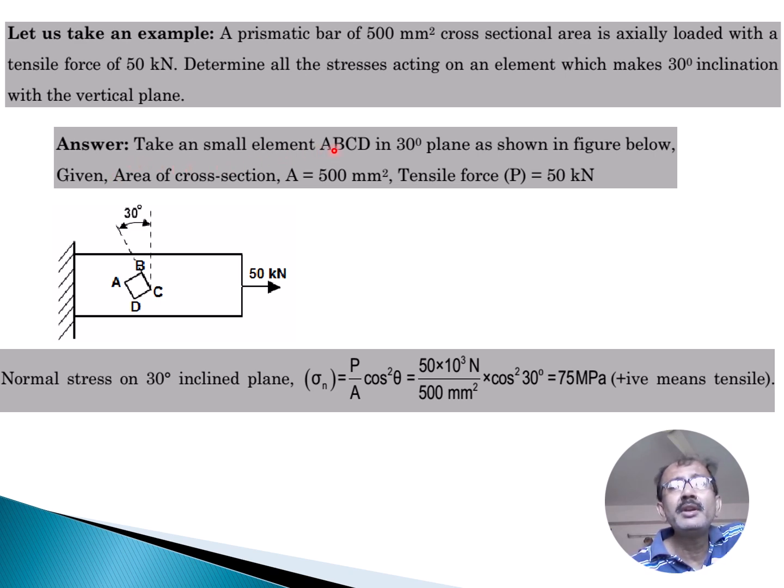Take a small element ABCD inside the member, at 30 degrees with the plane as shown in the figure. The area of cross section A is 500 square, and the tensile force is given as 50 kilonewton. The normal stress on the 30-degree inclined plane, sigma n, is p by A cos square theta. We put the values of P, A and theta, and we get the exact value of sigma n.